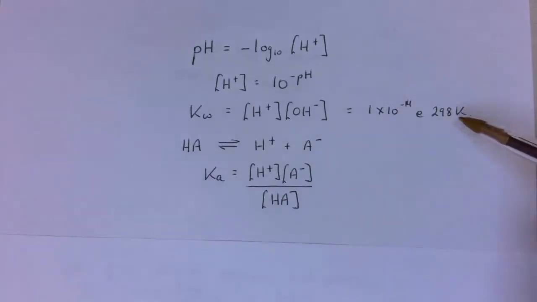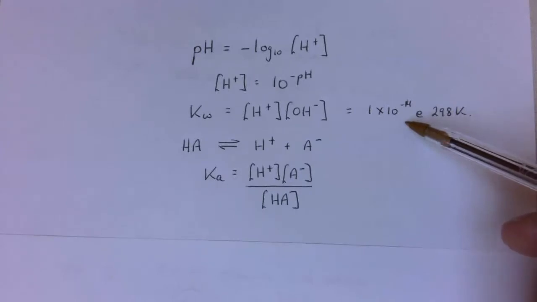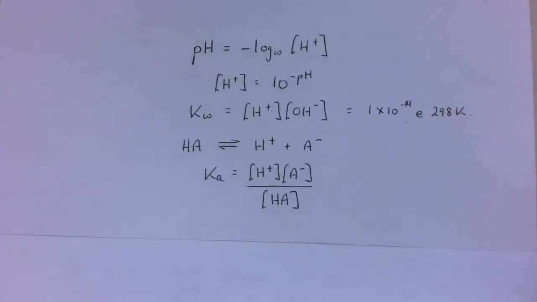However, at 298 Kelvin you are given the value for Kw as 1 times 10 to the minus 14. But you do need to know all of these expressions and all of these calculations.